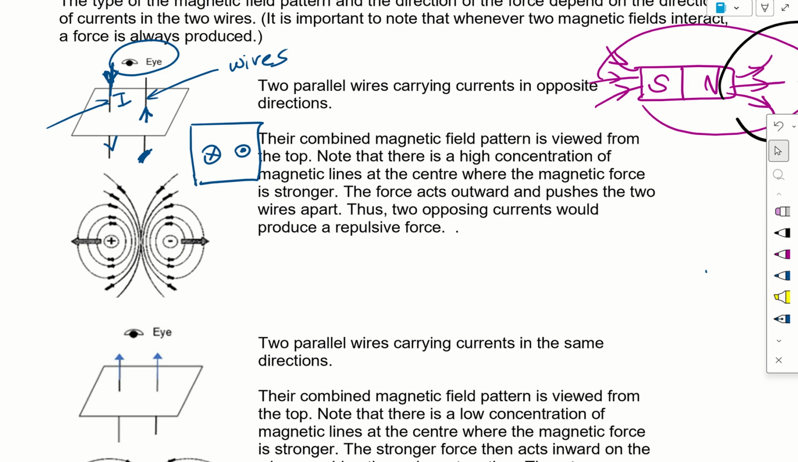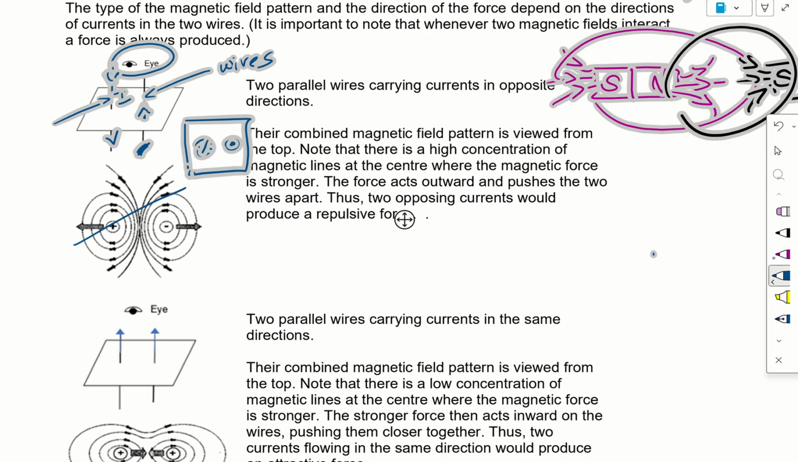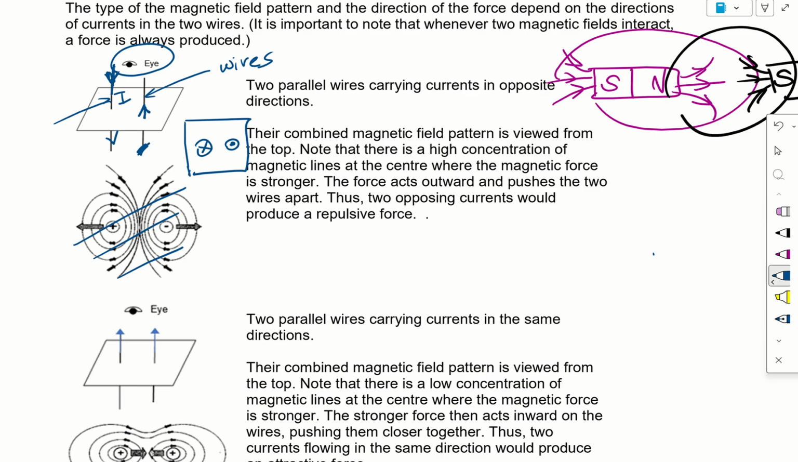So if it's a cross, then we have to apply our right hand grip rule for straight wire, whereby the thumb represents the direction of the current. For the one on the left, you should have your thumb pointing inwards. Therefore, the magnetic field will be in a clockwise direction.